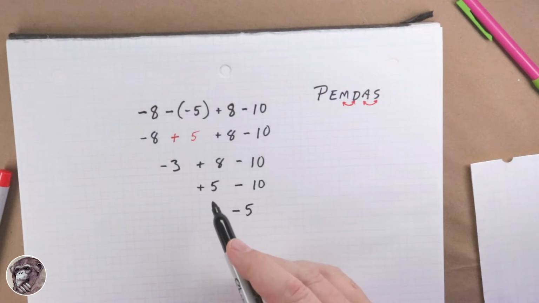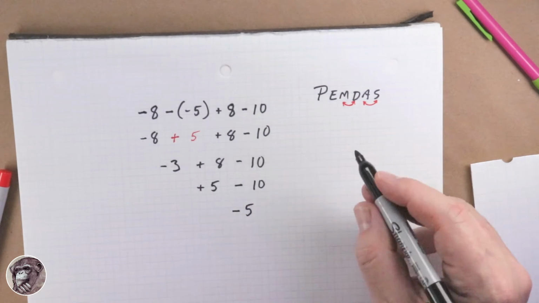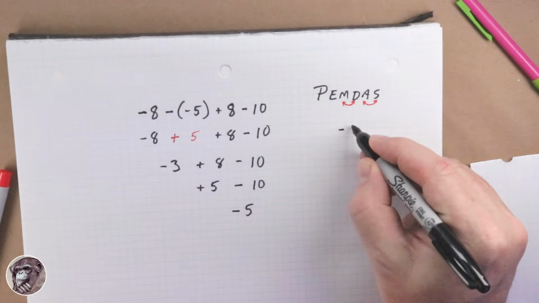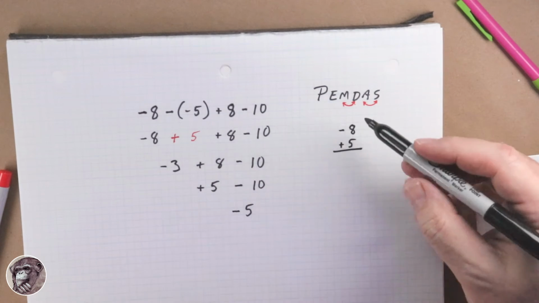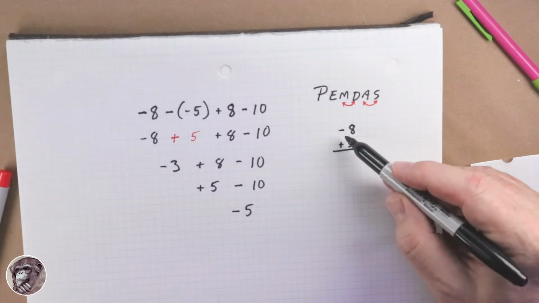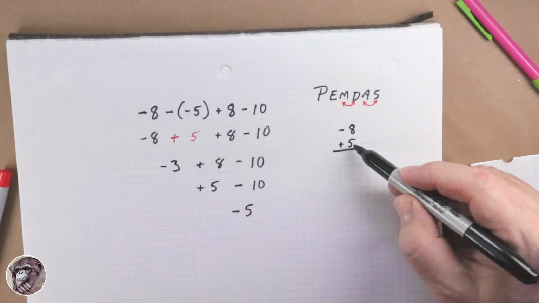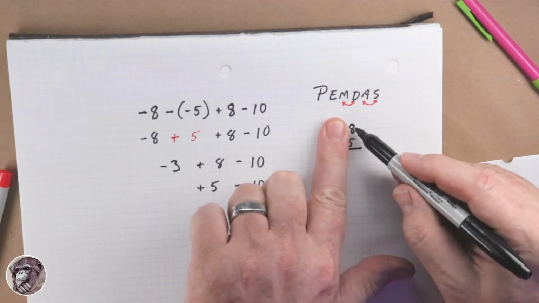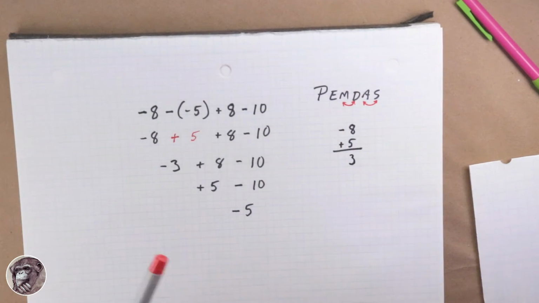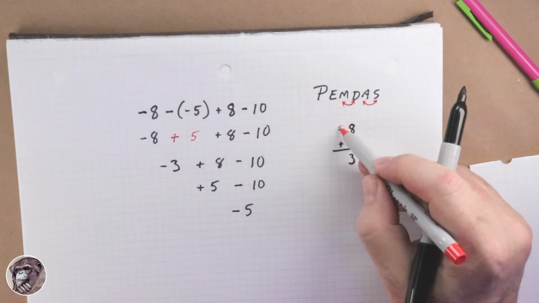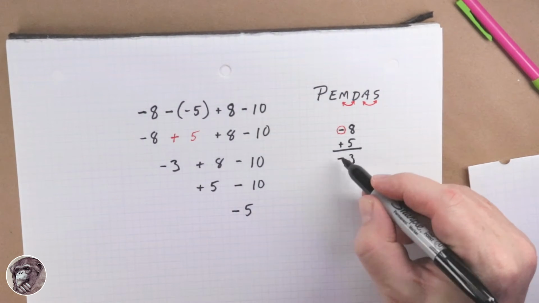Okay, so if you want to see this going from a horizontal to a vertical, let's do it over here. So we have negative 8 plus 5. If you remember back when you first learned how to add a positive and a negative, you put the bigger number on top and the smaller number on the bottom, ignore the signs, and you just do straight subtraction. So 8 minus 5 is 3, and then I keep the sign of the bigger number. That negative 8 is the bigger number, so it's negative 3.